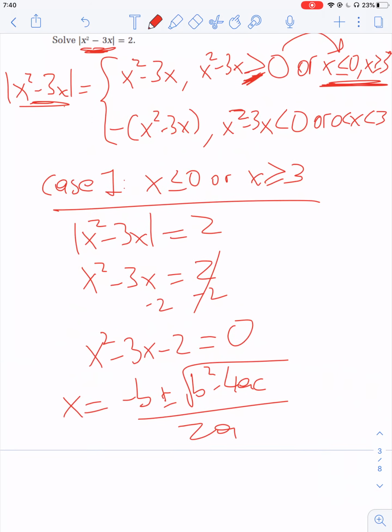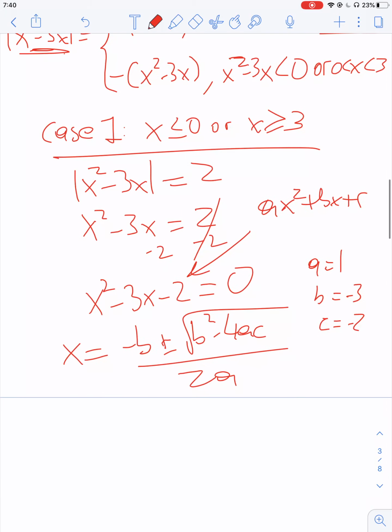Okay, and I'm not going to work this out, but basically I'm going to ask you to do that. So a is equal to 1, right? Remember, compare this to ax squared plus bx plus c. So a is equal to 1, b is equal to minus 3, c is equal to minus 2. And when you work this out, I'm going to use my calculator.